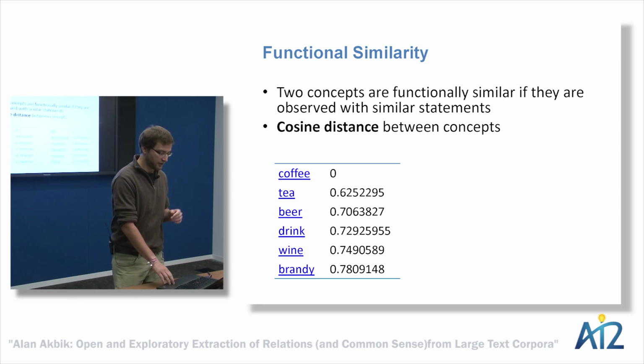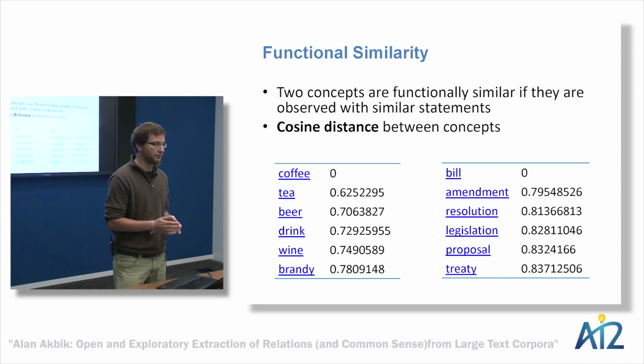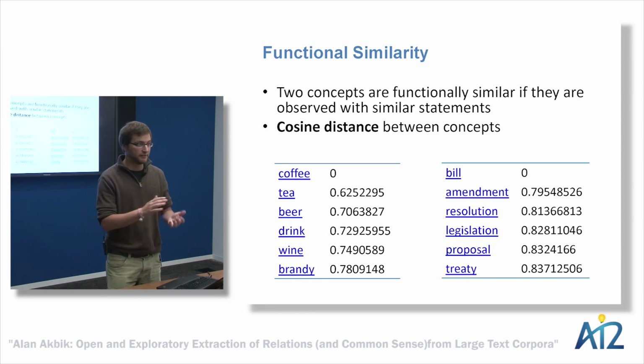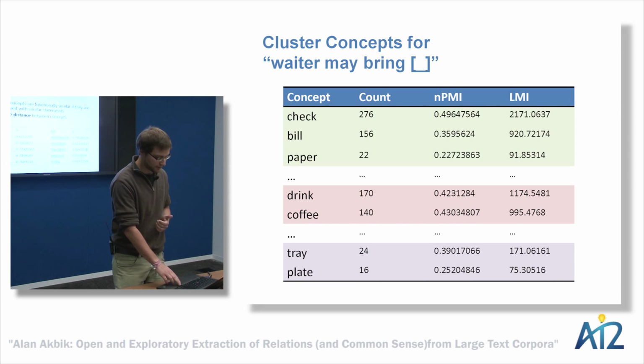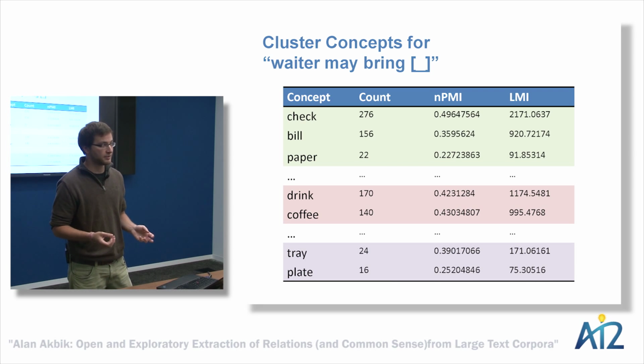The same thing we can do for everything. We do the parallelized similarity of all these concepts. And now that we have that, we can go back to the waiter bringing something, because what we can now do is cluster all the concepts that the waiter may bring.